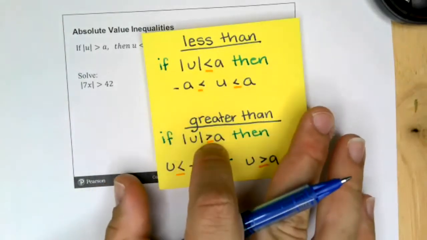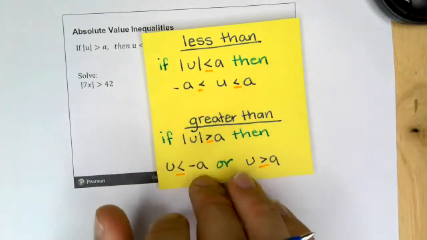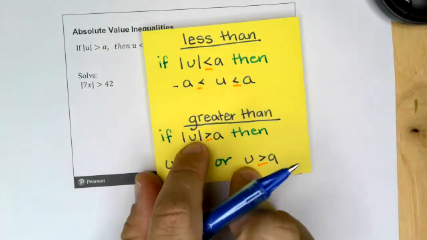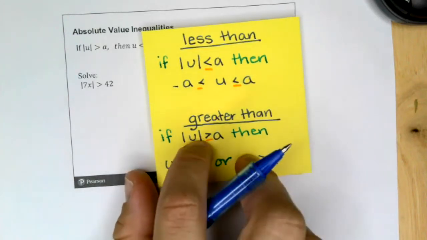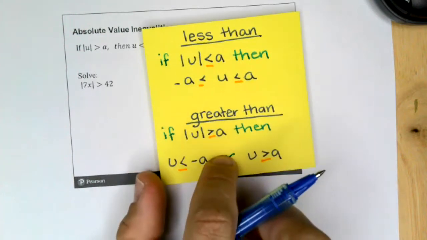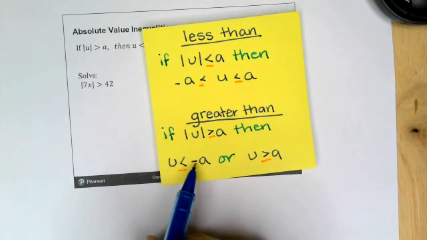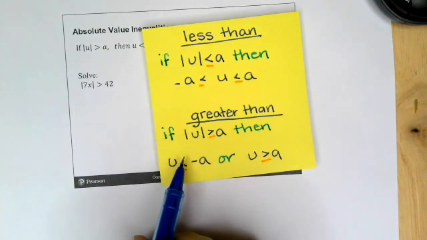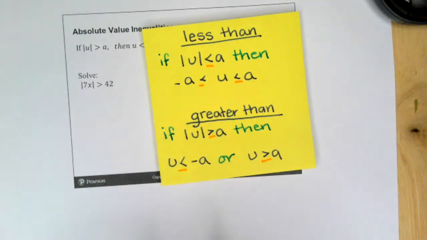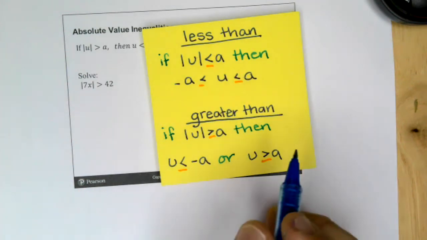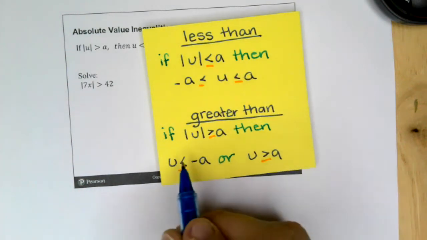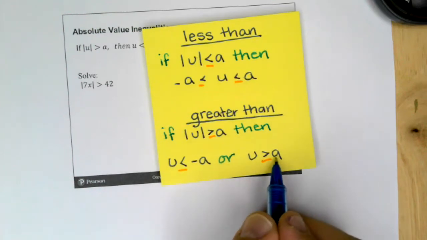So if the absolute value is greater than a, then we write that same inequality, absolute value is greater than a, or we flip the symbol and change the sign. Flip the symbol, change the sign, okay? Instead of a greater than, it's a less than. And instead of a positive, it's a negative.